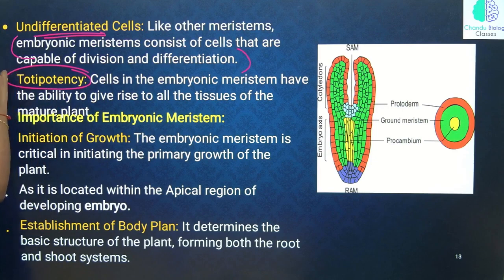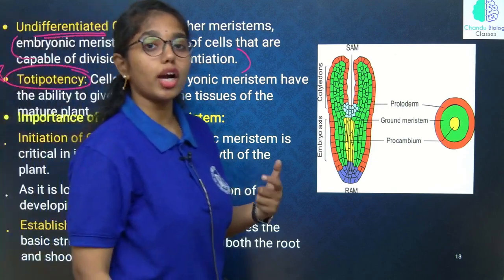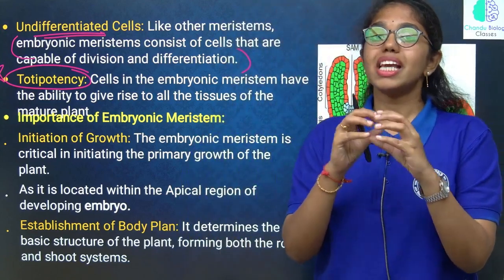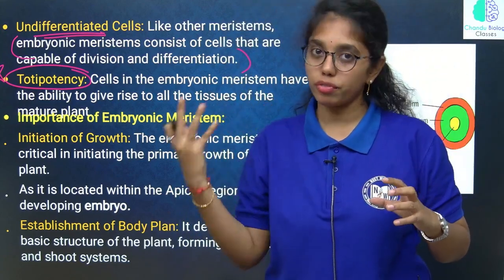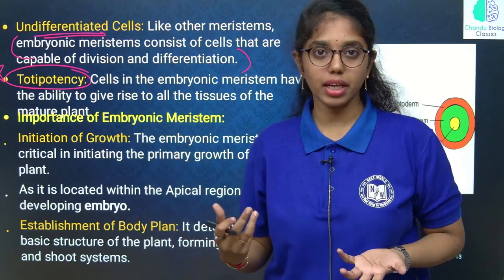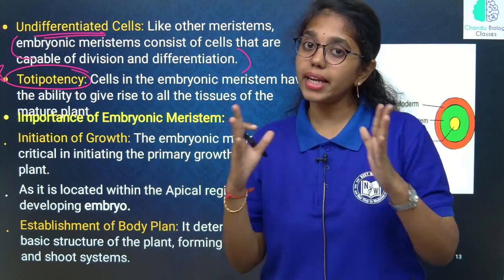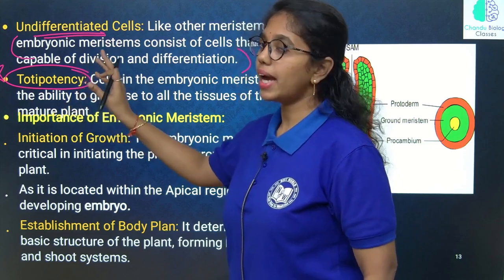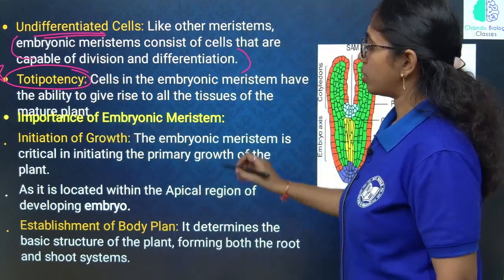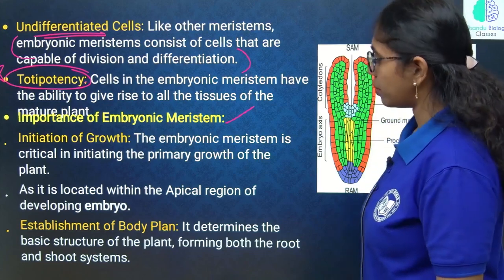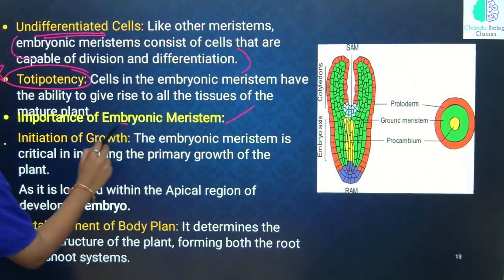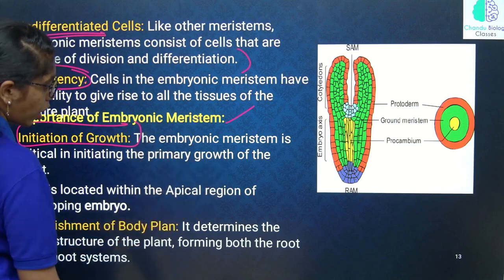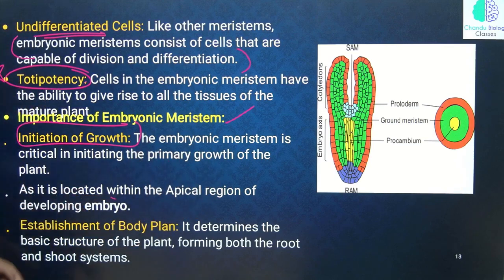the most important feature of embryonic meristem is totipotency. Embryonic meristems can give rise to many different types of tissues which are structurally and functionally different. They can give rise to any type of cell, that is totipotency activity. It is done only by the embryonic meristem. And the importance of embryonic meristem is initiation of growth. It will initiate the growth during the embryonic stage, and as it is located within the apical region of the developing embryo, it plays a crucial role in initiating growth.